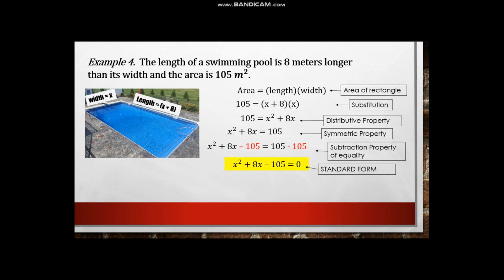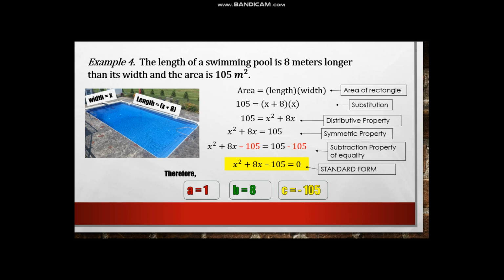Now let us determine the value of a. Again, the quadratic term is x squared, so it is understood that the coefficient of the quadratic term is 1. And for the linear term, we have 8. And of course, for the constant term, we have negative 105. So that's how the illustration of quadratic equation goes.